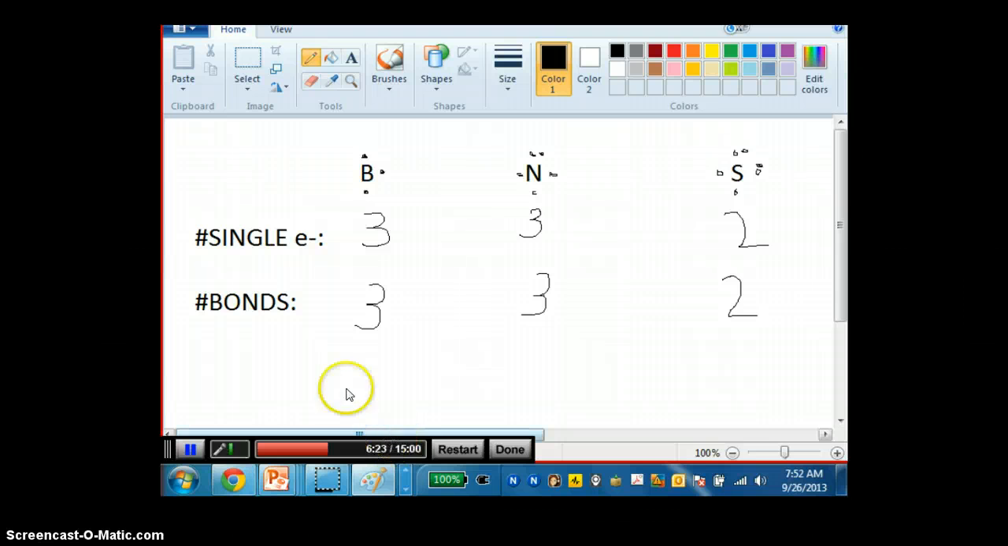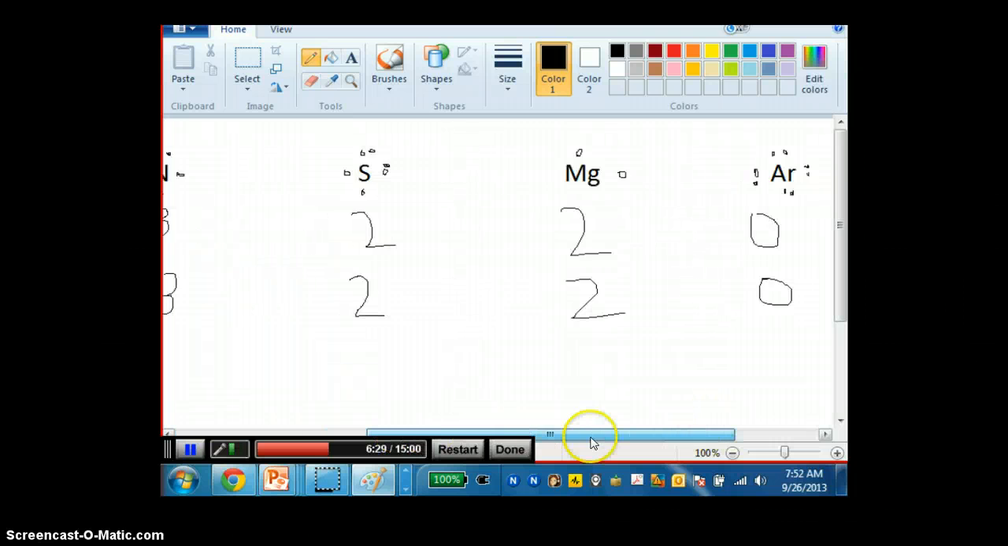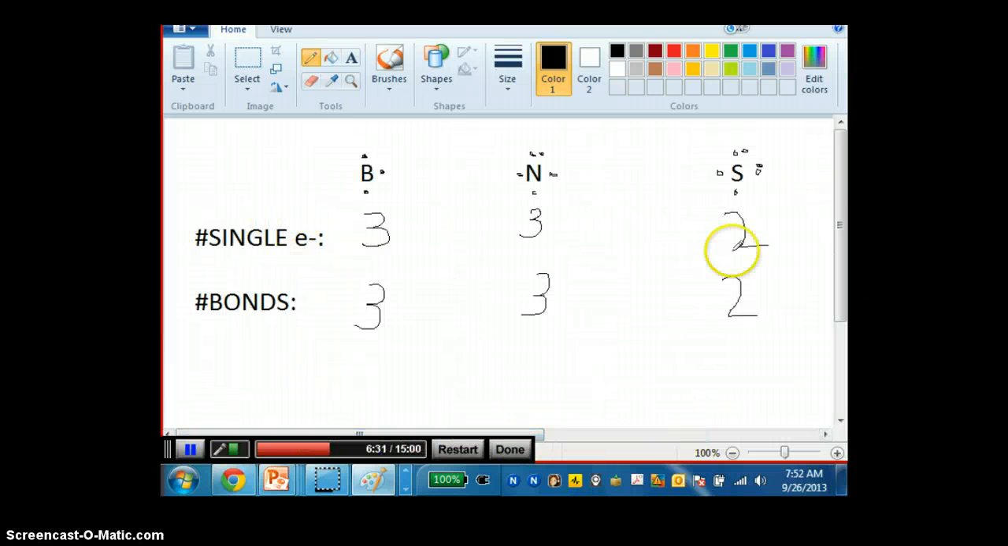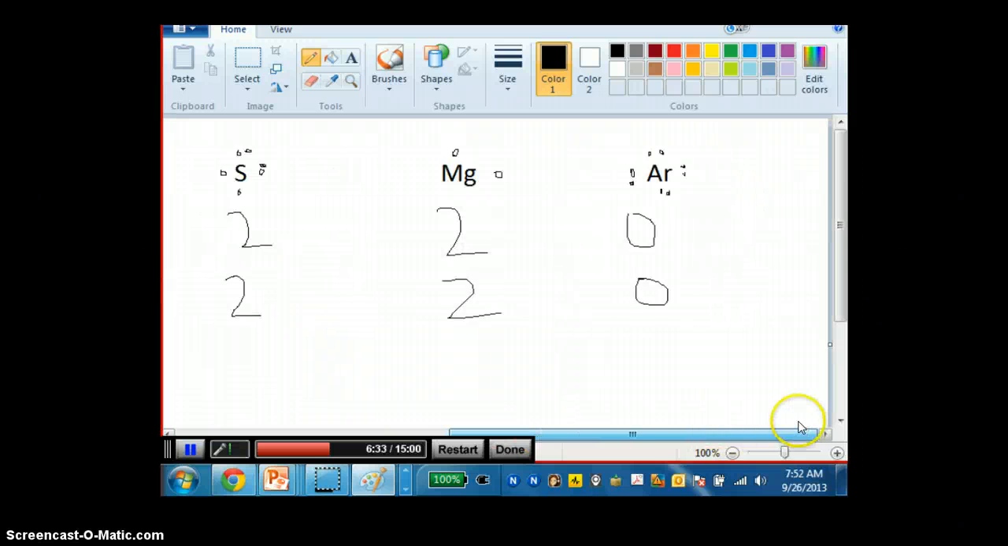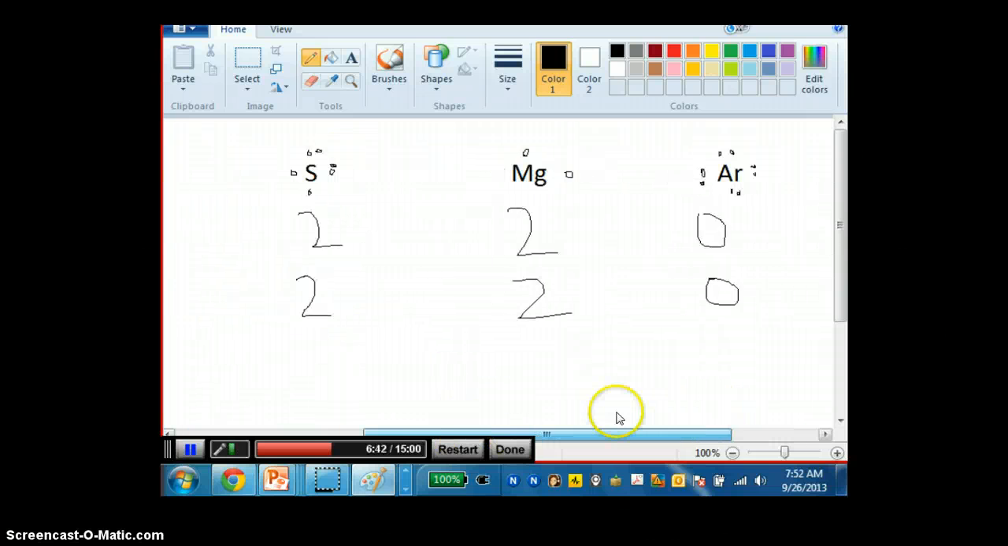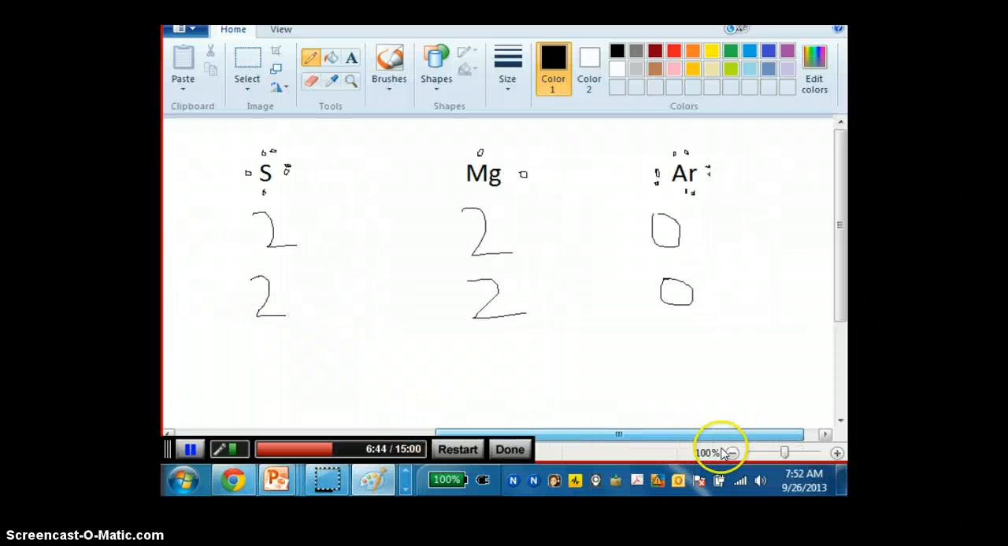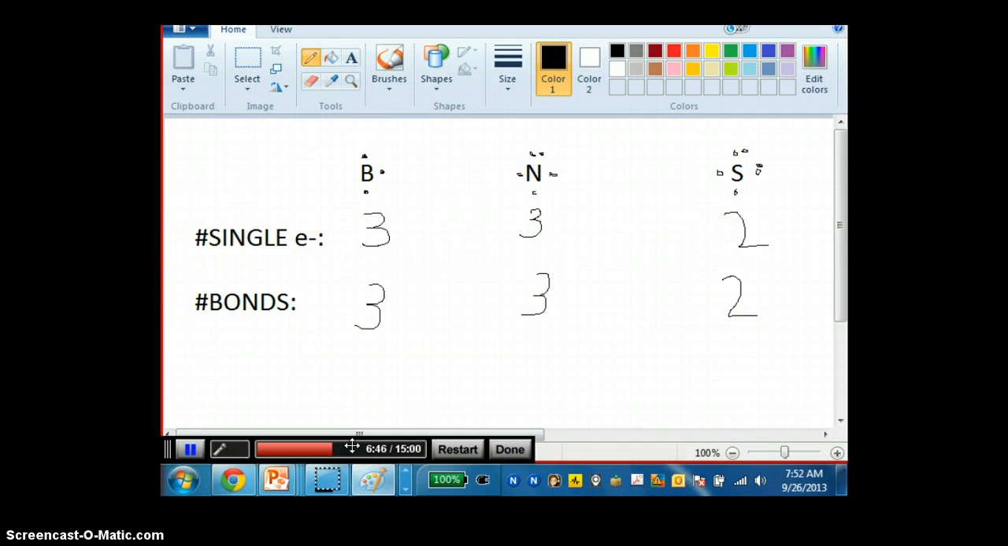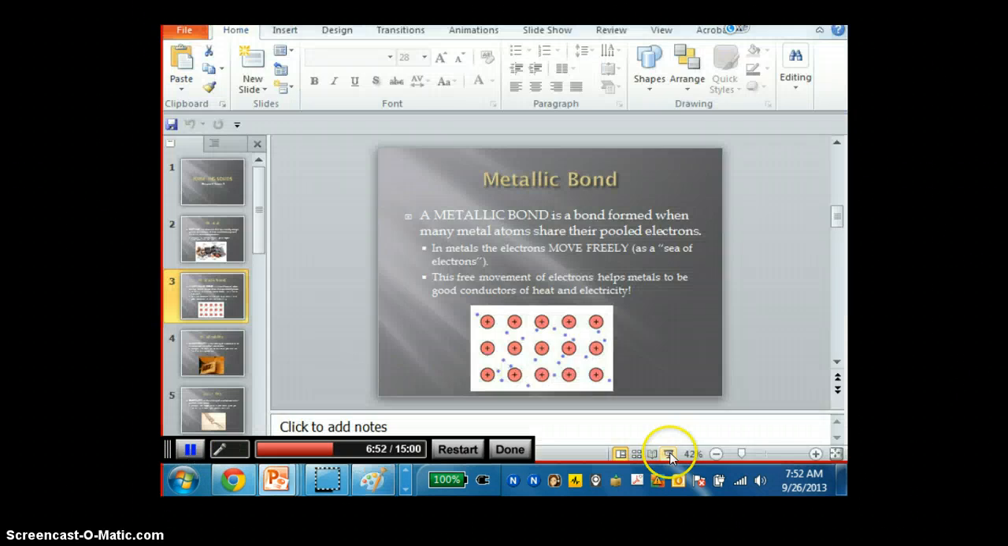Okay, so I want you to make sure that you've written these down on your binder paper. I want you to have it just like this across the top. So you're going to copy just like this. Single electrons, number of bonds, above that, your Lewis dot diagrams, and tell me how many single electrons and how many bonds each one can make. Okay, and then we're going to move on to the rest of the activity for today.